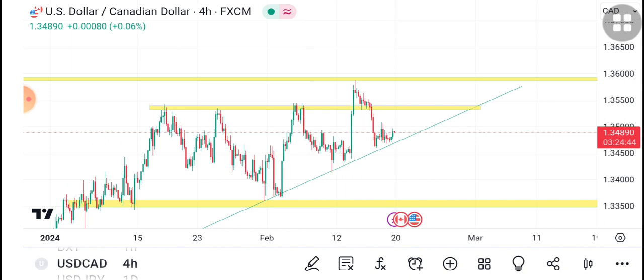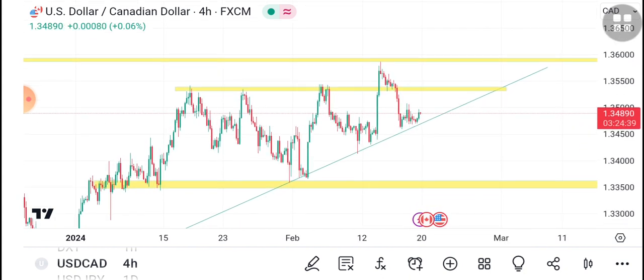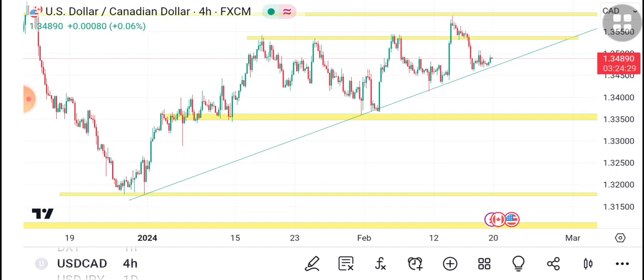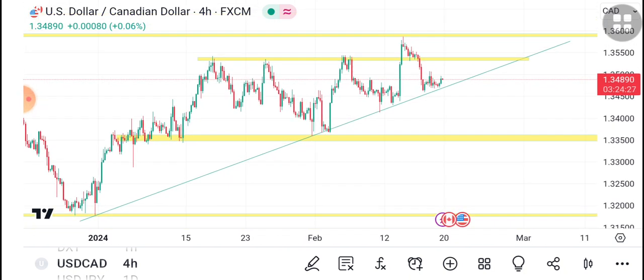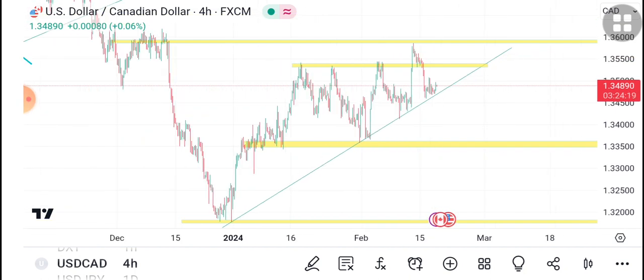We look at the levels that are highly respected by the market. Always when it's at that level, it either consolidates, gives us a rejection type of pattern, or gives us a continuation type of pattern, so that we can see whether it is reversing or going forward.